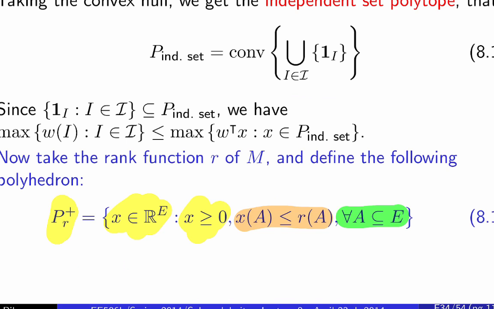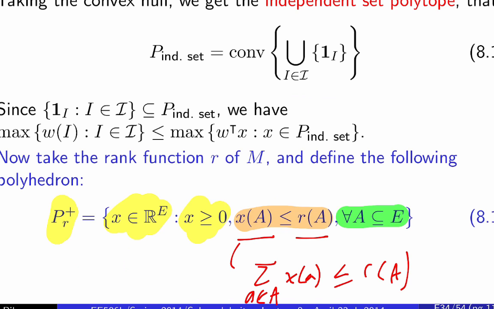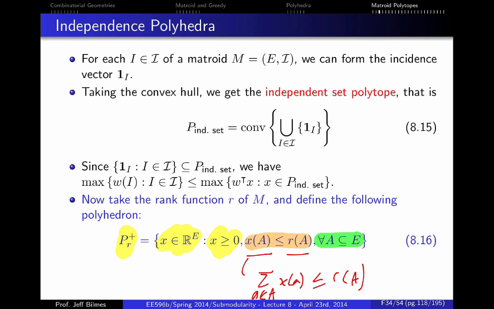So x(A) is less than or equal to r(A). Remember, the right-hand side is the rank of that set according to that matroid. The left-hand side is just the sum over a in A of x(a). So this is a linear inequality, so it's a bunch of constraints defining a polyhedron. It's an exponential number of half spaces. Okay? Any confusion now at all about this polyhedron? Any confusion about why it's an exponential number of half spaces?